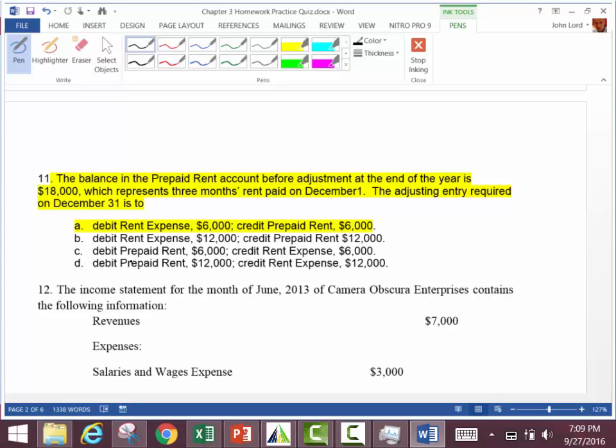And we have a balance in the prepaid rent account before adjustment of what? 18,000? Prepaid rent, 18,000?